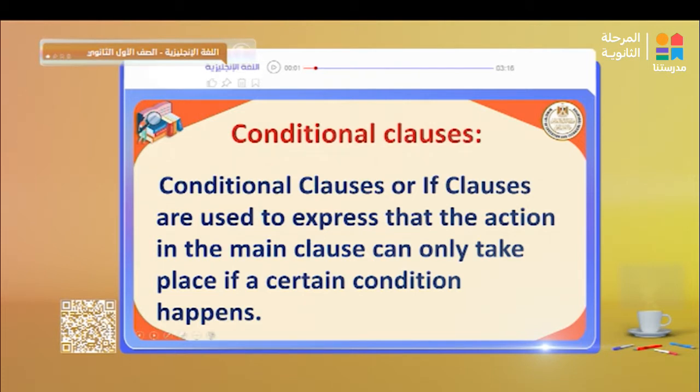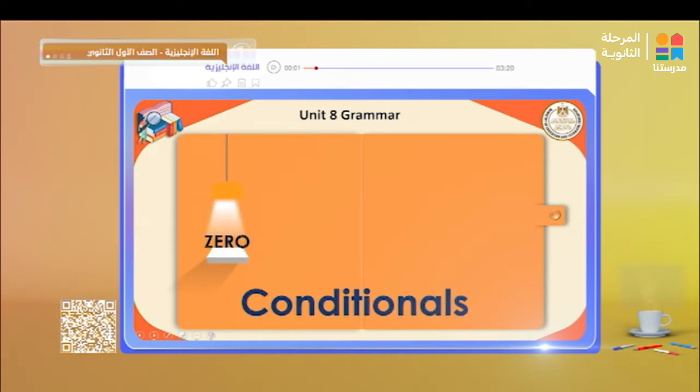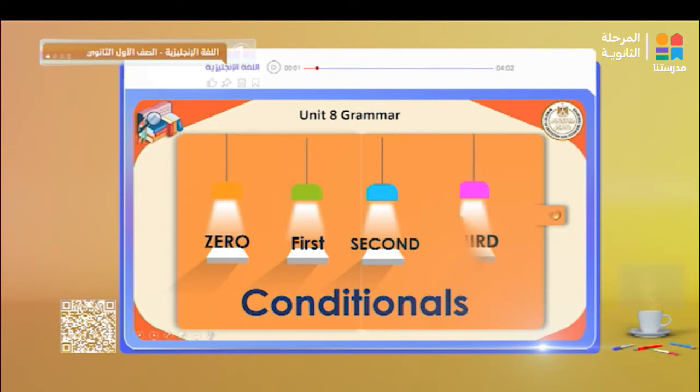Okay, let's see here. We have many kinds of conditional if. We have zero conditional. We have type 1, if conditional type 1, and the type 2, and type 3. So we have 4 types of if conditional. If 0, the first conditional, the second conditional, and the third conditional.